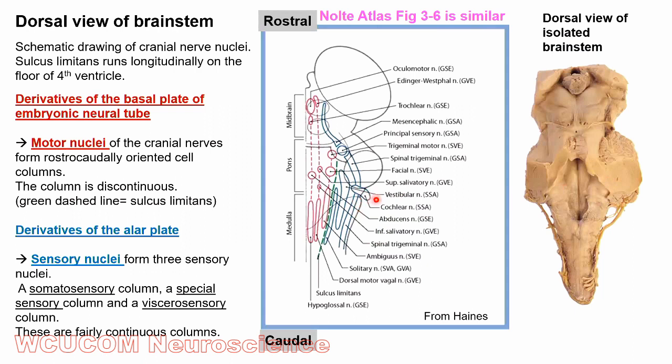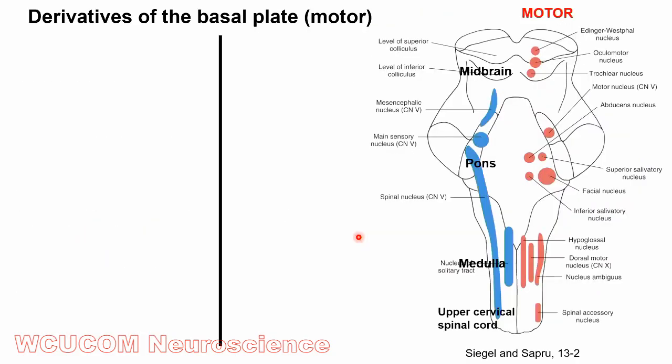The vestibular area is rather large. It's large enough that gross anatomically, I was able to point to it. If you care to watch my video, and Nolte shows it in his atlas, and everybody shows it in their atlases, vestibular area, okay? So this is how we map it out. And these are, in fact, derivatives of the basal plate for the motor.